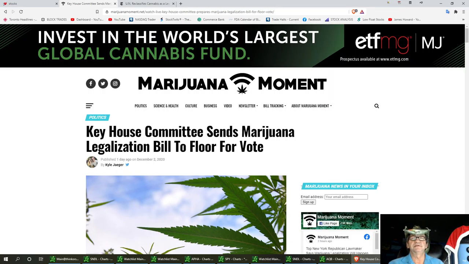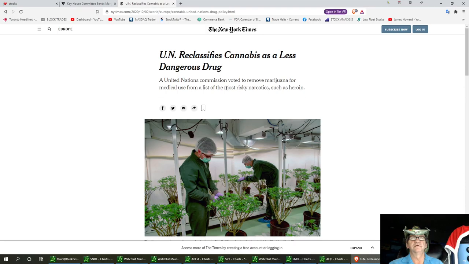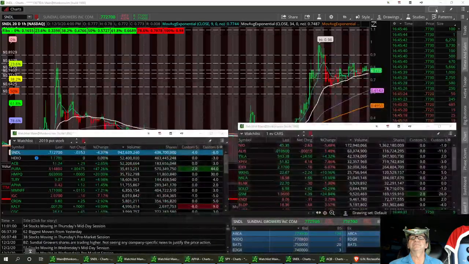Key House Committee sends marijuana legalization bill to the floor to vote on. It's going to be another catalyst for the next run on the cannabis sector. And this one here, I think, is a big deal too: the UN reclassifies cannabis as a less dangerous drug. So that's two good boosters for the sector that we're watching today. Let's go ahead and check them out.